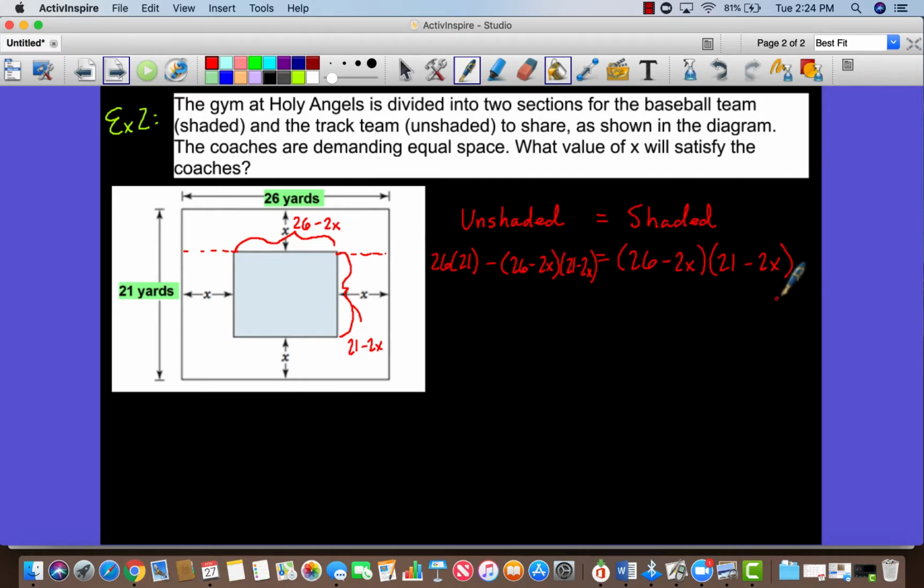Alright, this is certainly doable. We can FOIL this over here. We can FOIL this as well. It'd be the same task in each case, and then figure out what this is, move everything to one side, and do the quadratic formula. But I think we might be able to find an easier model than this.